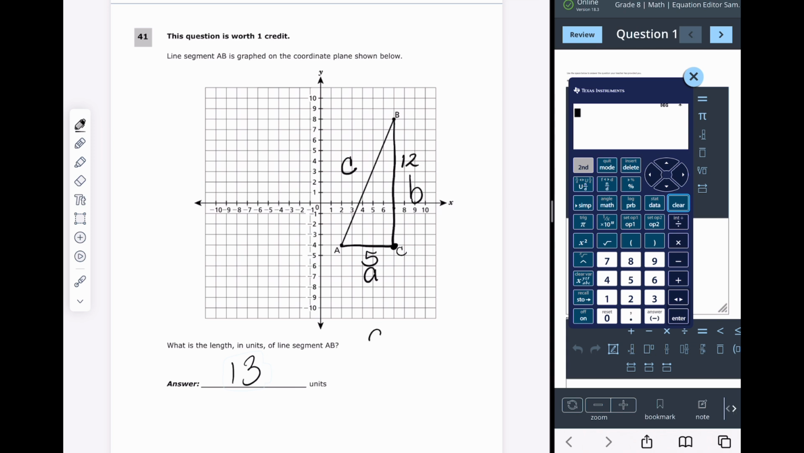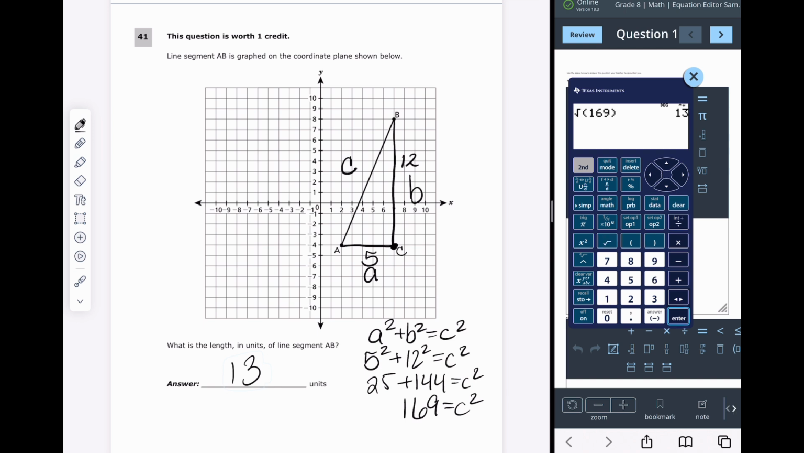So I'm just going to put in my formula. A squared plus B squared equals C squared. 5 squared plus 12 squared equals C squared. 25 plus 144 equals C squared. And 25 plus 144 is 169. If you do not know the square root of 169, again, use your calculator. Right above the 7, square root 169, close it up, hit enter, and you get 13.